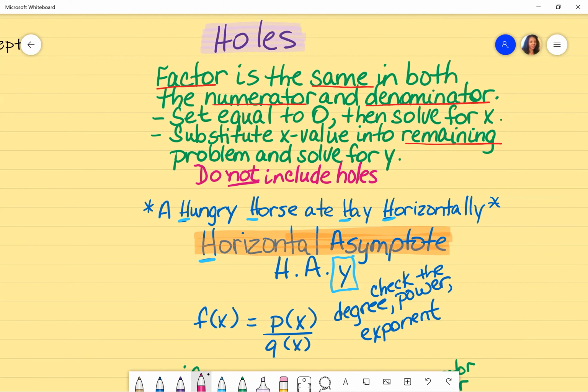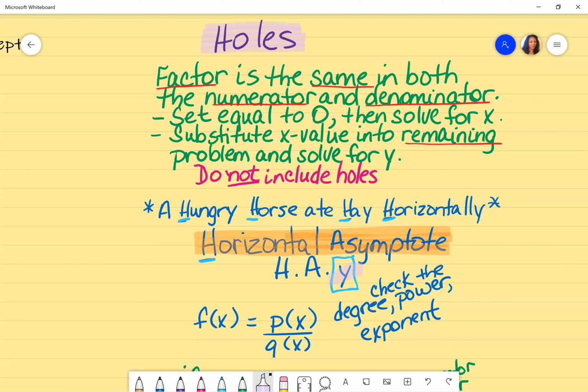So when you're trying to find your holes, what you want to do is look for the factor that's the same in both the numerator and the denominator. You're going to set whatever that factor was equal to 0. You're going to solve for x. And then once you do that, you want to go back, substitute that x value into your remaining problem, and then solve for y. When you do that, your remaining problem is key. You don't want to include your holes.